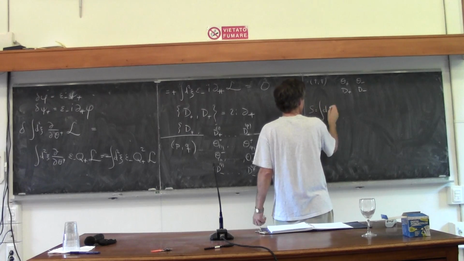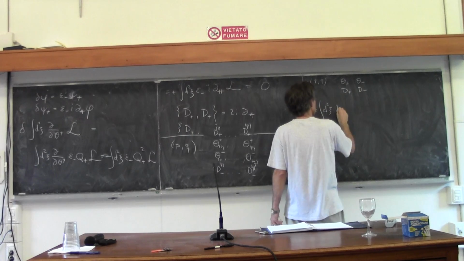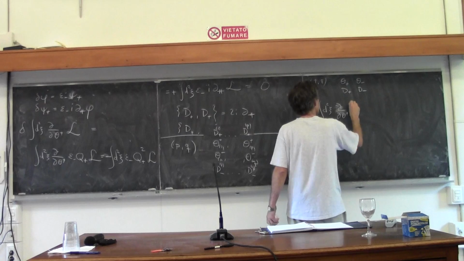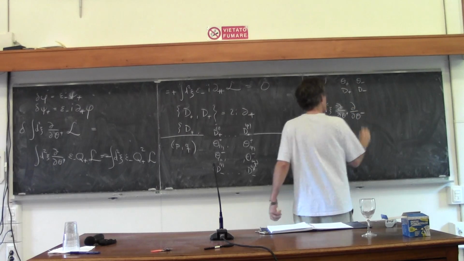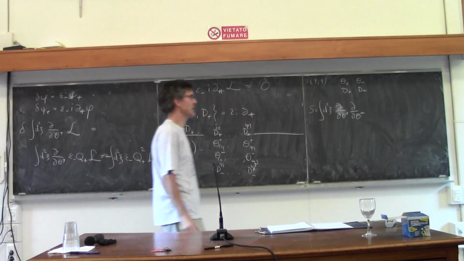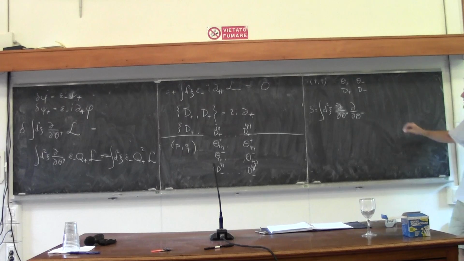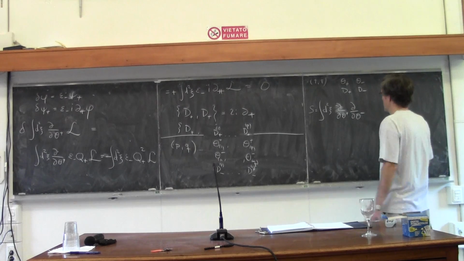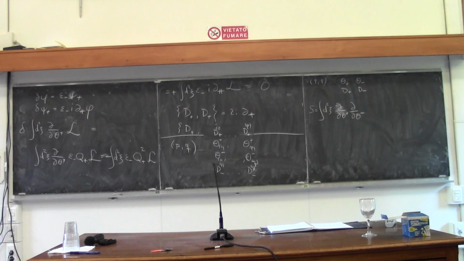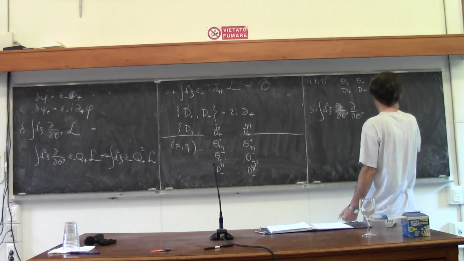And an action would look like d to theta, and now I have to differentiate both with respect to theta plus and theta minus. And what could I put here as an L? Well, it should have the correct dimension, and it should have the correct Lorentz properties.